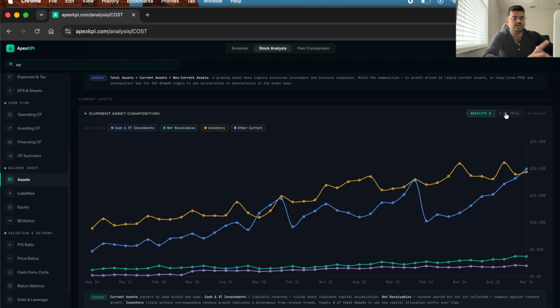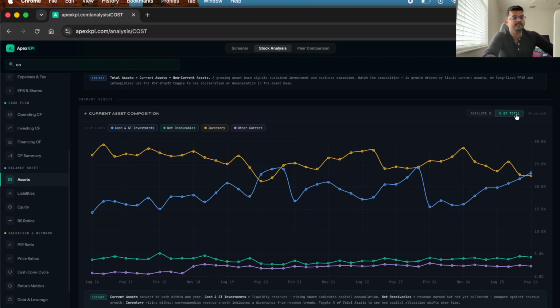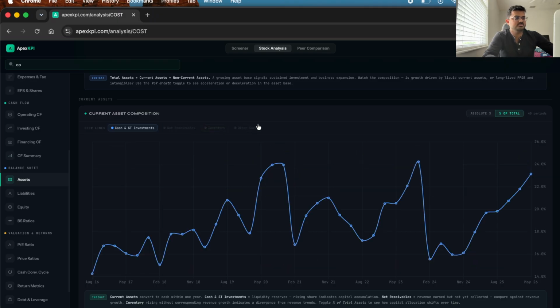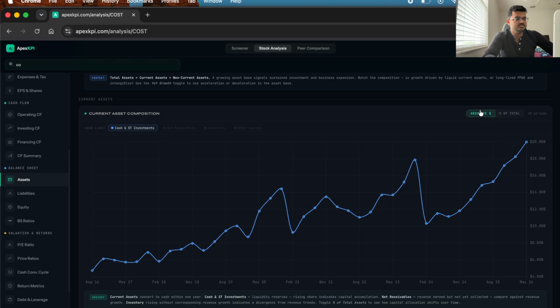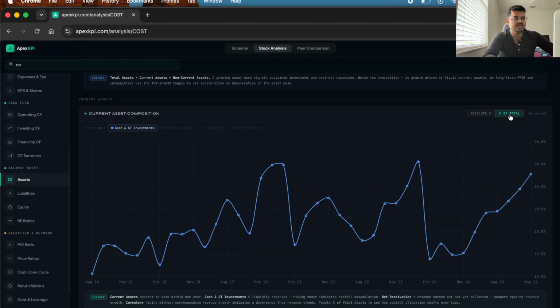So for here now, I will just switch to percentage of total. If I do so and just take out the cash and short-term investment, I could see that as of the most recent reporting period, 23.14% of the total asset is sitting in cash. But if we look at it in absolute terms, you could see $20 billion, which might say they are sitting on all-time high cash, but it doesn't show the other picture, right?